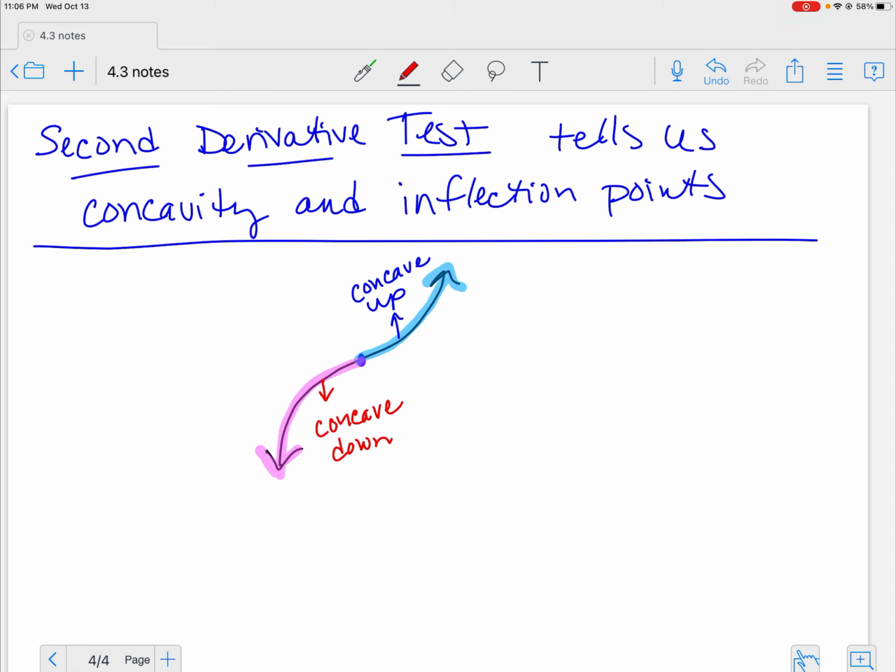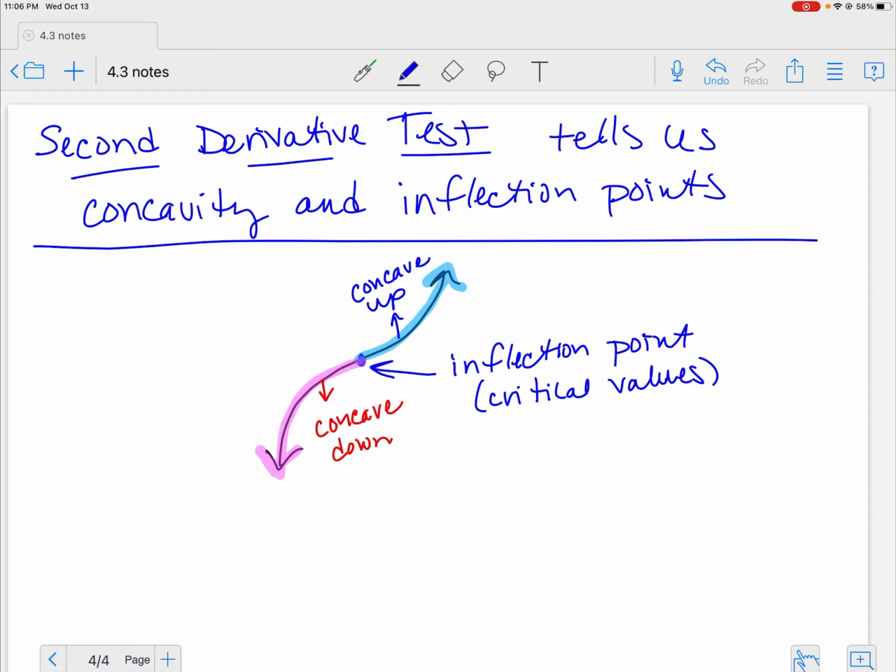Where you change concavity, where this graph changes in concavity right here, that is an inflection point. And those are the critical values in the second derivative test. You still find critical values exactly the same way. Where is it undefined and where does it set equal to 0? Those are critical values.